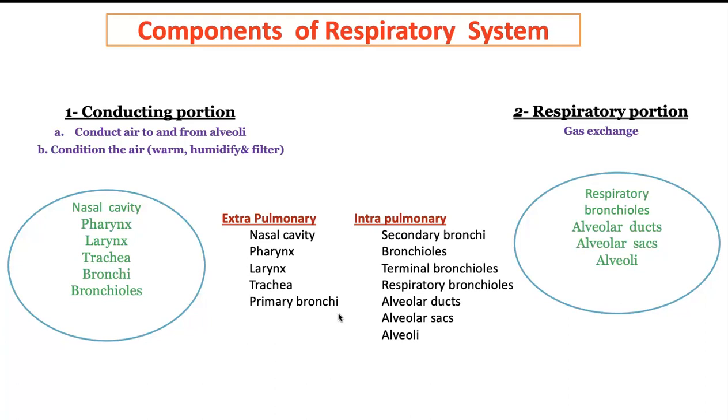The second part is the respiratory portion, and this is responsible for gas exchange. This portion includes the respiratory bronchioles, alveolar ducts, alveolar sacs, and the alveoli. And of course, all of these are intrapulmonary structures.